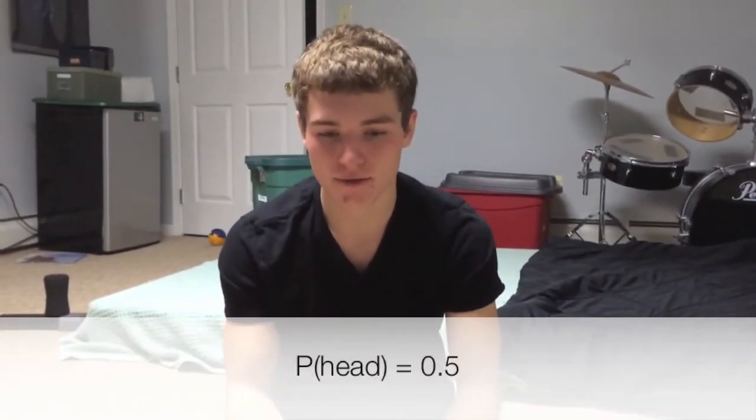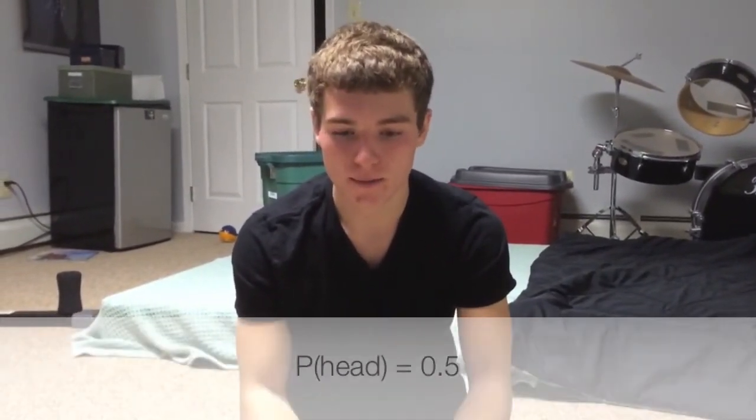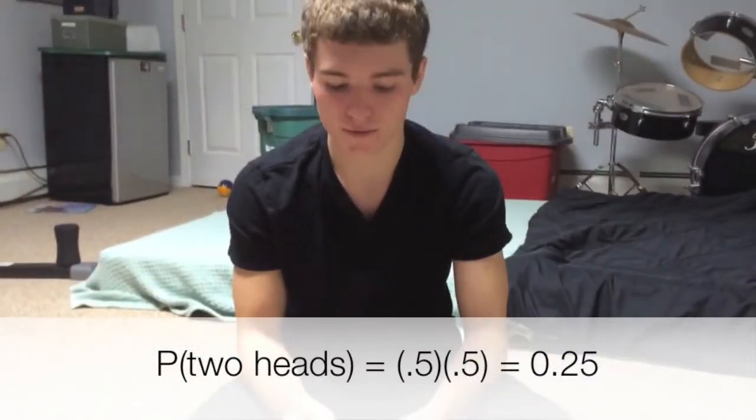Coins are a good example of illustrating multiplication and addition rules. The probability of getting 2 heads is independent, so you multiply 1/2, the probability of getting 1 head, by 1/2 to get 1/4.